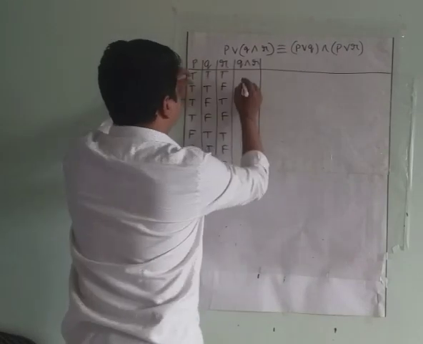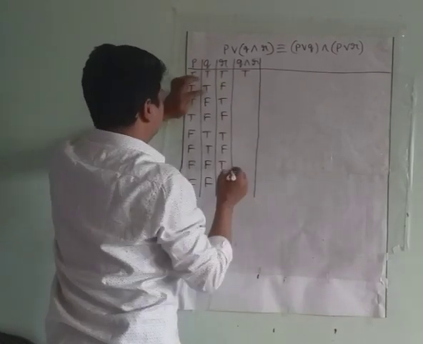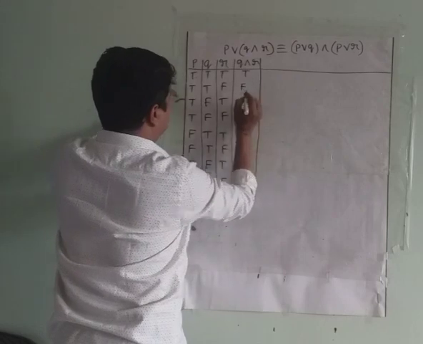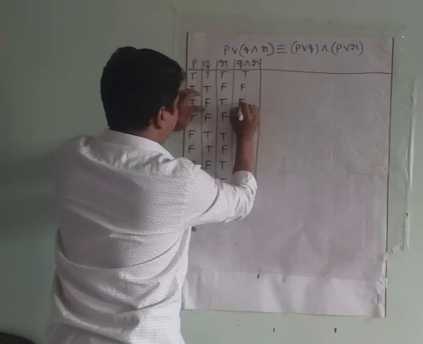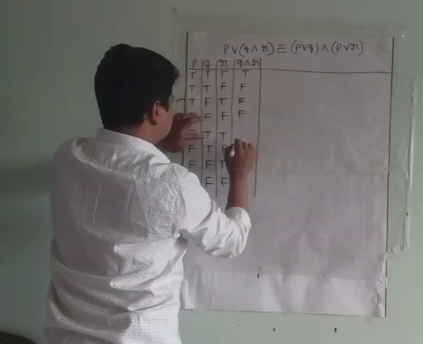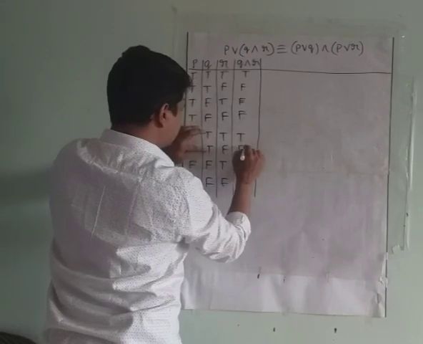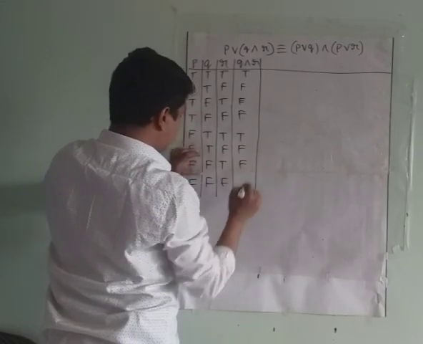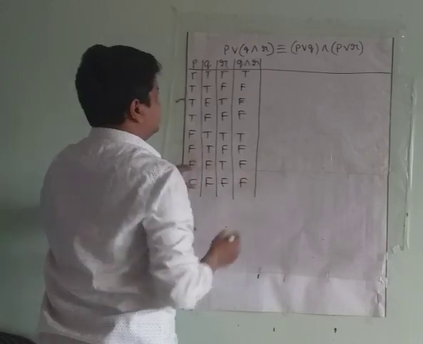Here you see those two statements are true. In these two, one is true, one is false, so the result will be false. There also the result will be false. There also the result will be false. This again true. This will be false again. This will be false again, and this will be false again.